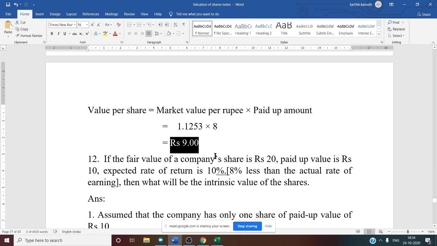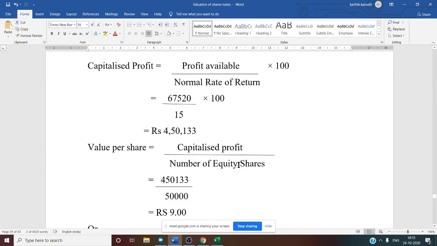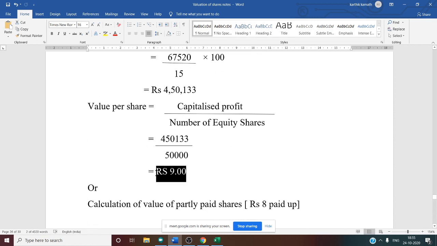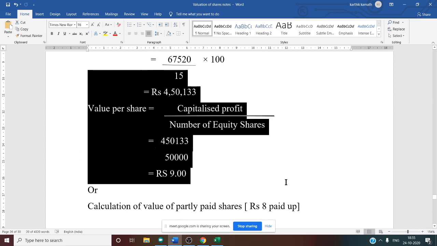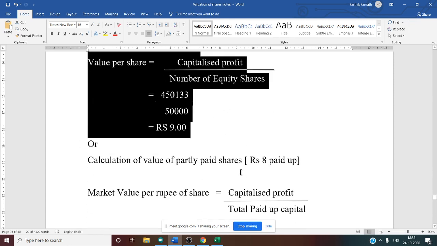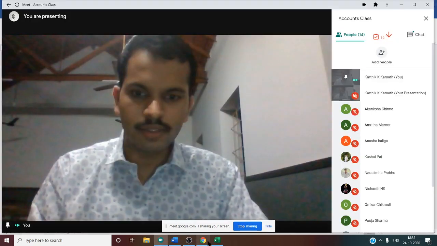So both answers are similar. Here also you get 9, and here in the normal method also you get the value of a share as 9. You can follow any of the methods, but it is better to follow the normal method itself. Yes. So any doubt regarding this particular problem, you can ask me now if there is any doubt regarding this one.